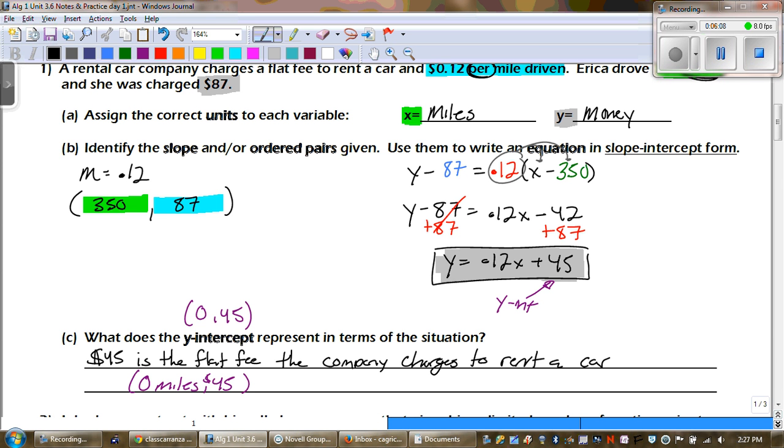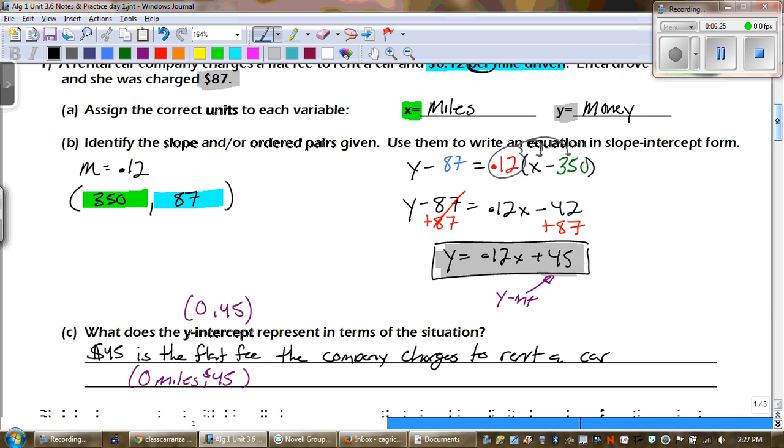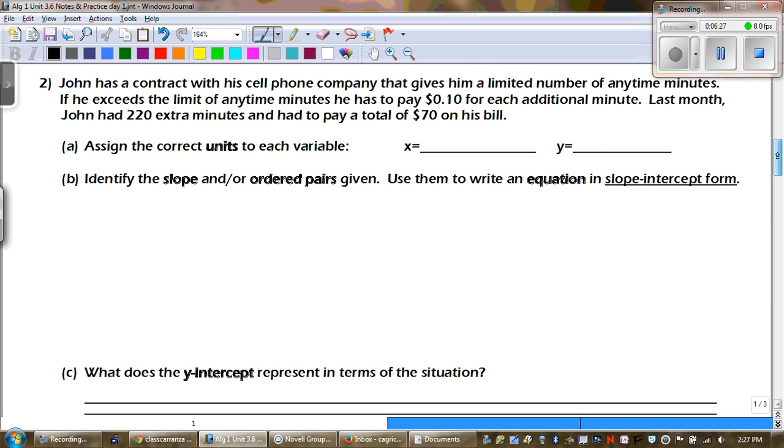So using this formula, and knowing how far you're going to drive, you should know what your bill is going to be. In this example, they drove 350 miles, so the charge was $87. That last part is really going to make you think.